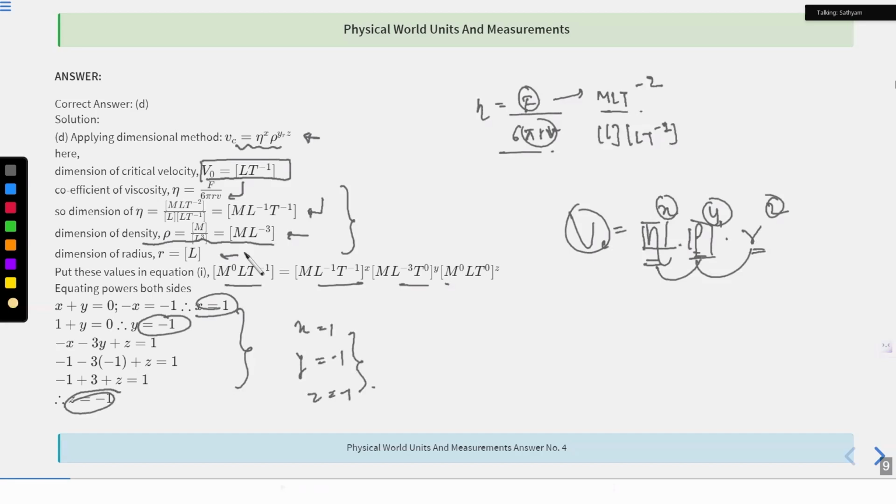Okay. Again, see, there's no need for a detailed explanation over here, because the viscosity, eta, you should know the formula of eta, right? F upon 6 pi RV. You should know the formula of density. You should know the formula of radius. Everything is given in front of you. It's just that you need to convert that formula into a dimensionality formula. Okay. Correct? Fine. Let's move further.